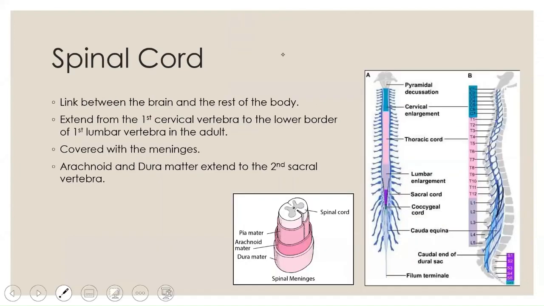Then here you have the spinal cord. It's the link between the brain and the rest of the body and extends from the first cervical vertebra, from the lower part of the brain stem, to the first lumbar vertebrae in the adult. In a child, it may extend beyond that to about the third or fourth lumbar level. And again, the spinal cord is covered with the 3 layers of meninges: the pia mater, arachnoid mater, and the dura mater.